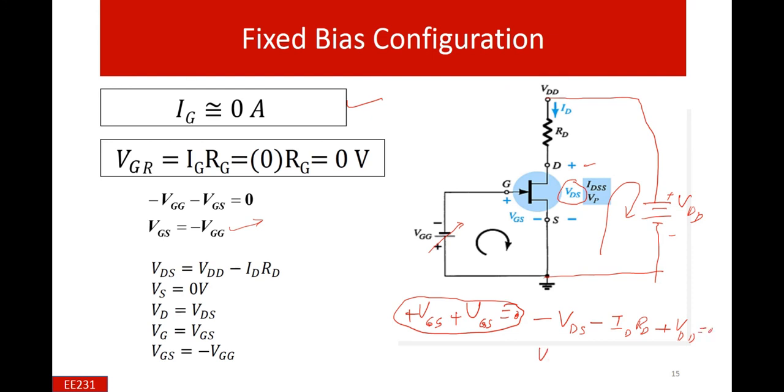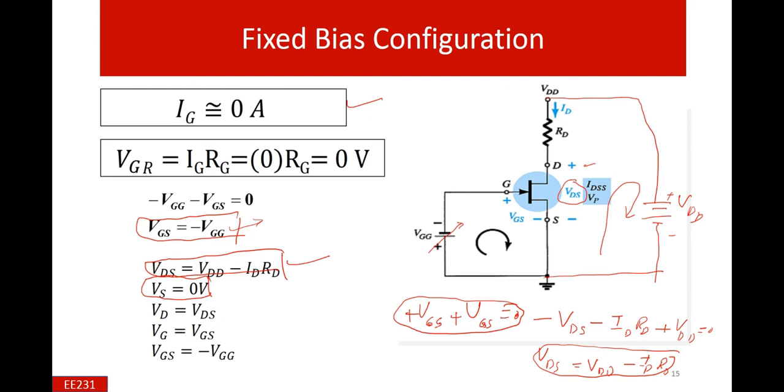So what is VDS? It is equal to VDD minus ID RD, and this is the important relation. So these are the two important results. One is the voltage at the gate, and the other is the voltage between the drain and the source. Because the source is directly connected with the ground, this is equal to this one.